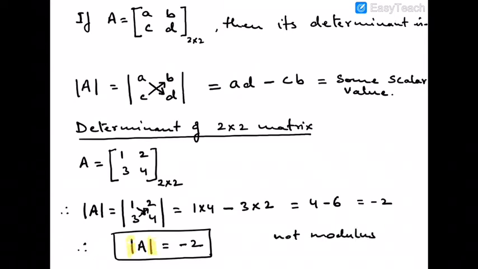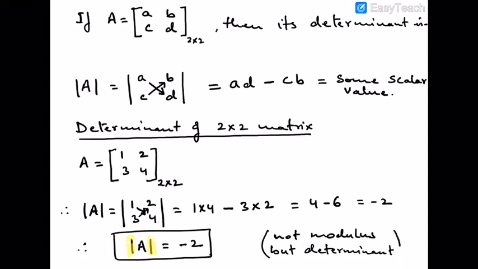Now note that this is not modulus. This sign is not for modulus, but it is determinant. Therefore, negative 2 will remain negative. Sign will not change here.